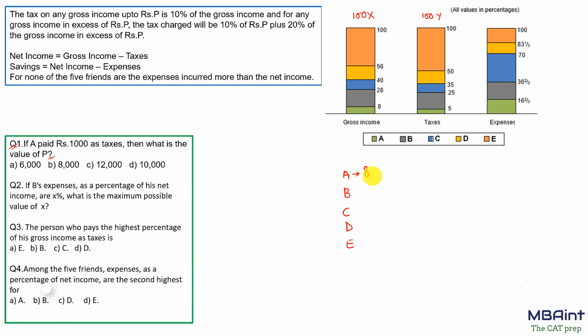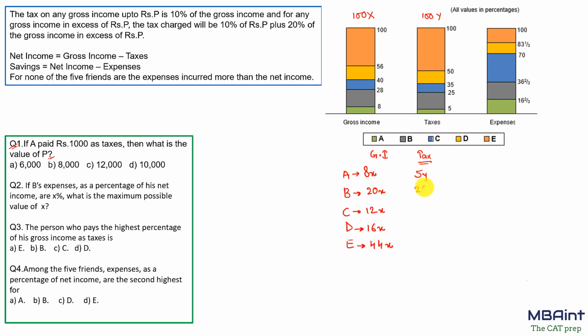Now for A, B, C, D and E, what is the gross income of A? This is 8x. What is the gross income of B? That equals 20x. What is the gross income of C? That is just the difference. This is 12x. Now can we find the taxes? Yes. Let's see that. Now the taxes for each of them. For A, what would be the tax? It would be 5y.